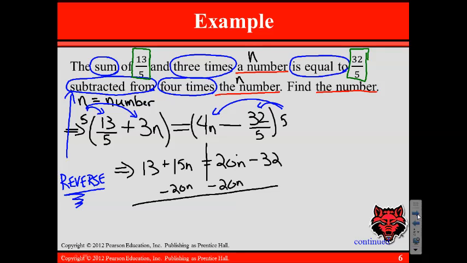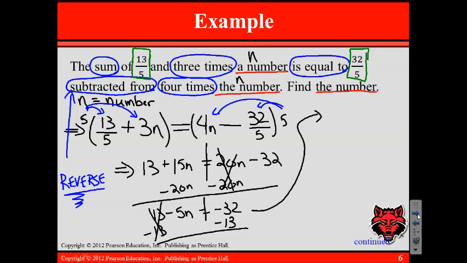And when we do so, the opposite 20n's cancel. We're left with 13 minus 5n equals negative 32. Draw the vertical bar through the equal sign again. Let's subtract 13 from both sides. The opposite 13's cancel. Let's come up to the top. On the left-hand side, we're left with negative 5n equals negative 32 minus 13 is negative 45.